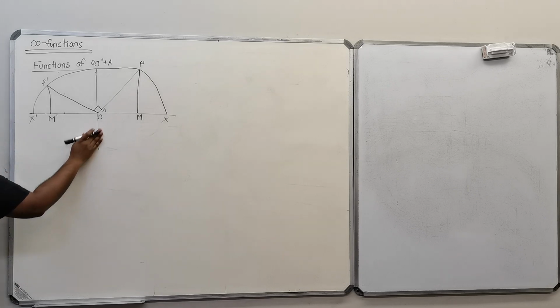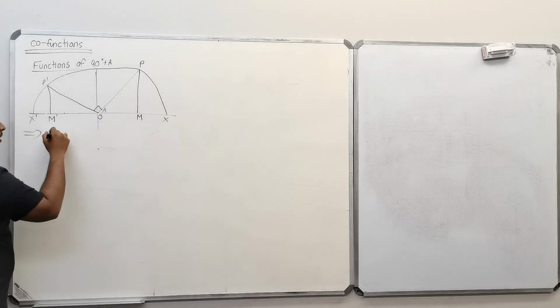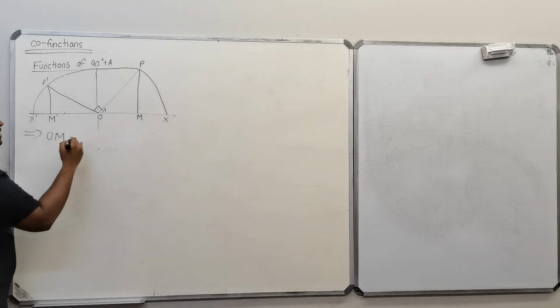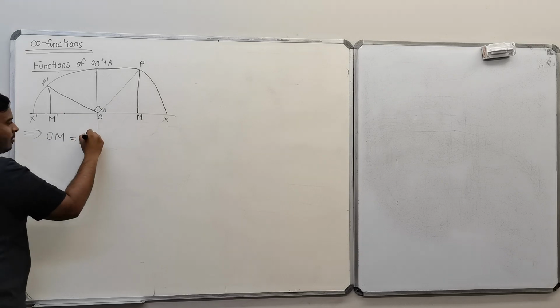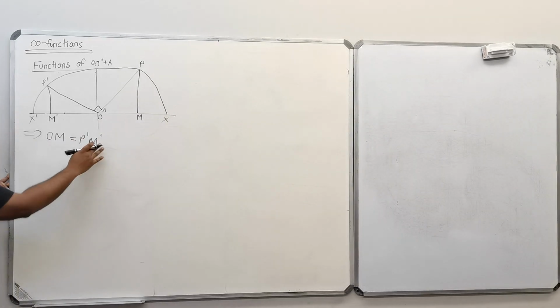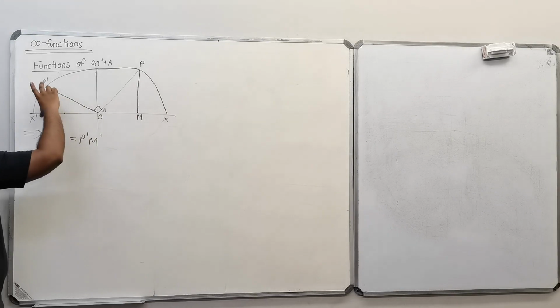This means that line OM is equal to which line? P prime M prime. Agreed? Everybody can see that? This line here is equal to that line there.